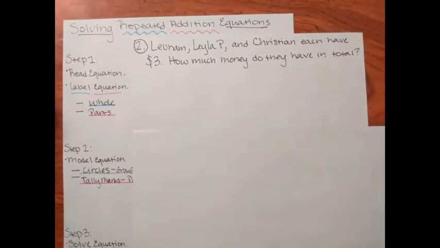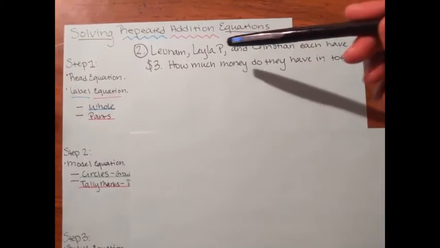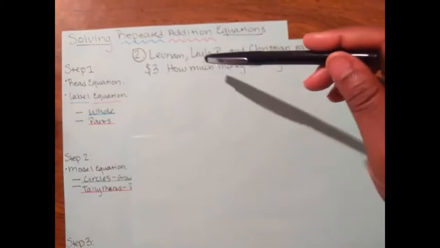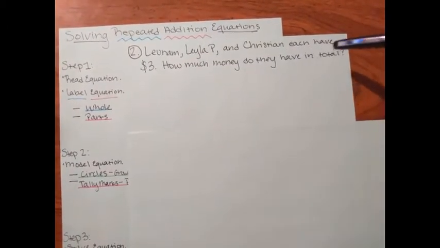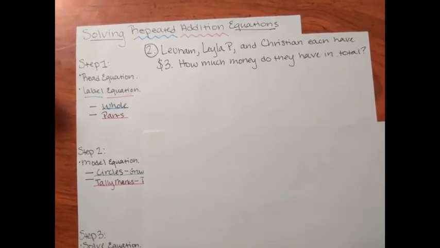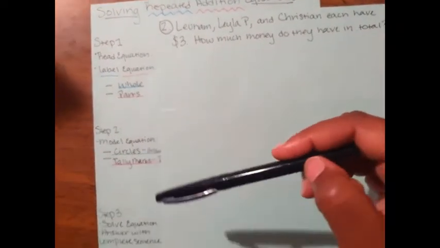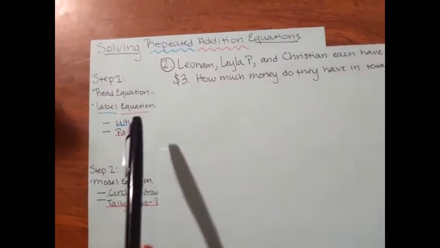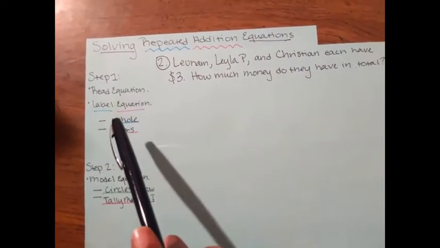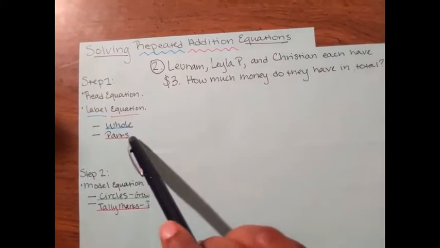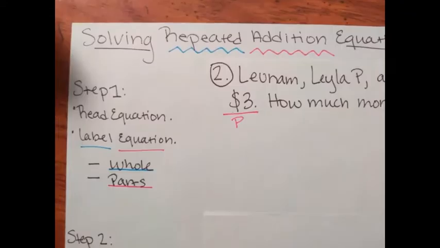Number 2 says, Lunam, Layla P, and Christian each have $3. How much money do they have in total? So we are going to be doing all of these steps together. Starting with step 1. We have read the equation. Now let's label the equation with our whole and our parts.